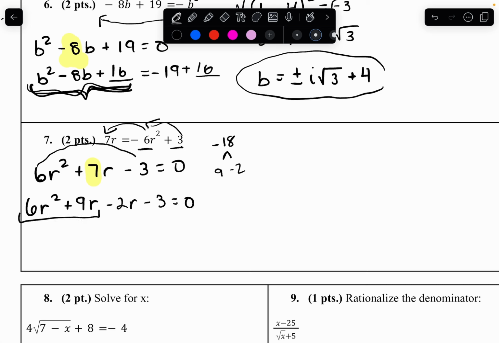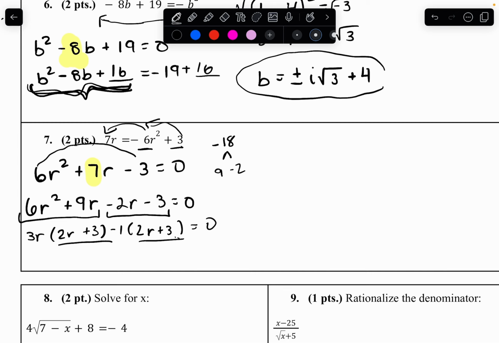You want now to factor by grouping, which means that you factor out the greatest common factor out of every binomial. So the GCF of the first binomial is 3r. So into the parentheses, we will have 2r plus 3. And then the GCF of the second binomial is -1. So we will end up with 2r plus 3. Perfect. You see how these two are the same? That means that this equation is actually factorable.